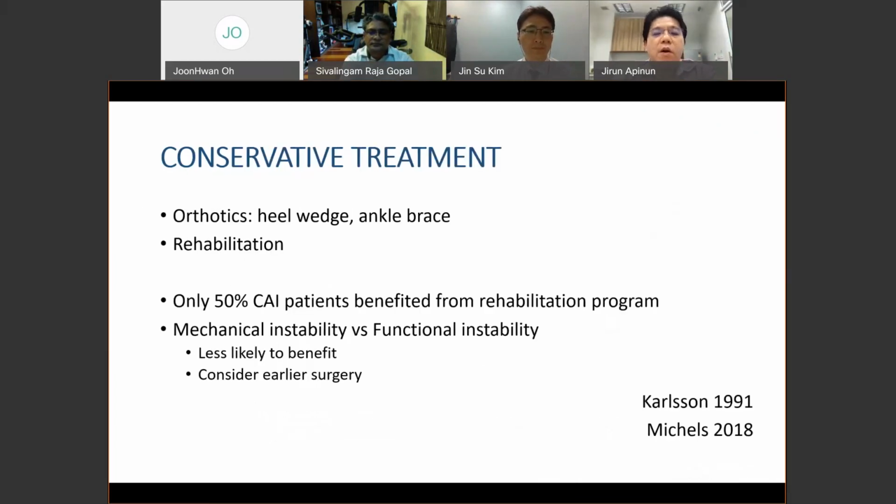Okay, for conservative treatment, we can use orthotics such as a heel wedge or ankle brace, and send them for rehabilitation. However, only 50% of patients can benefit from the rehabilitation program, and mechanical instability is less likely to benefit from conservative treatment, and we may consider earlier surgery in this group of patients. Next slide, please.